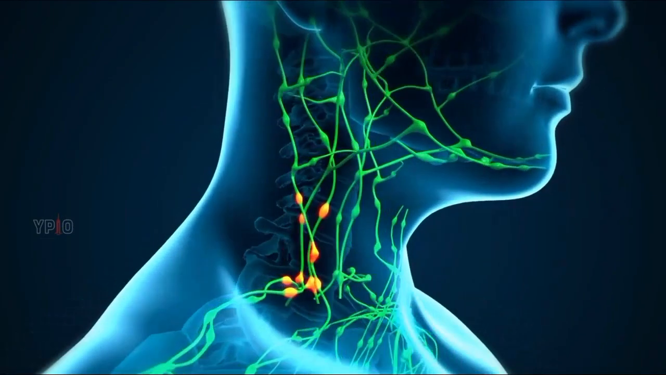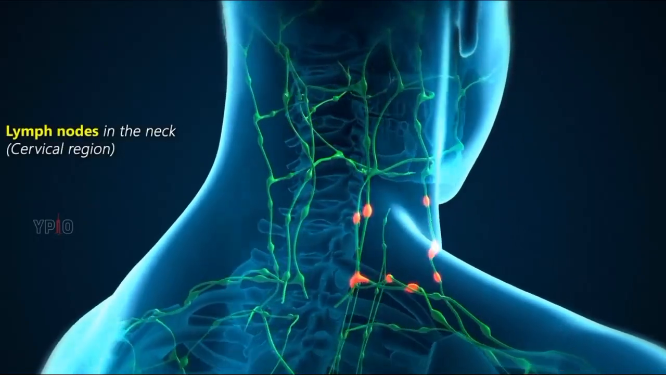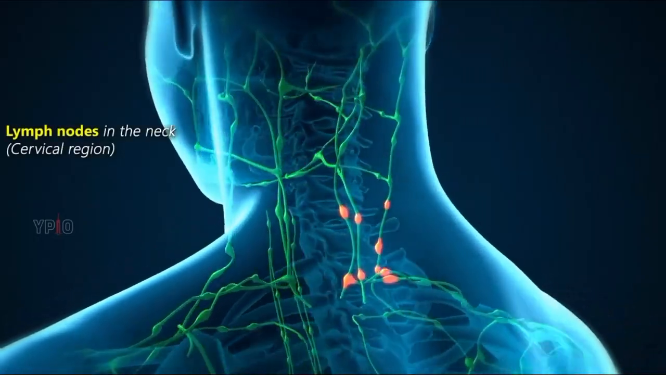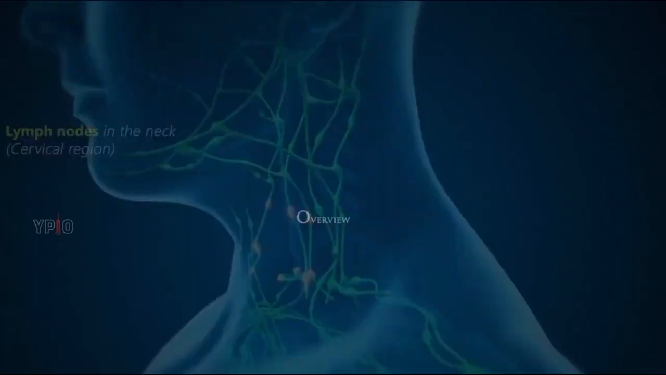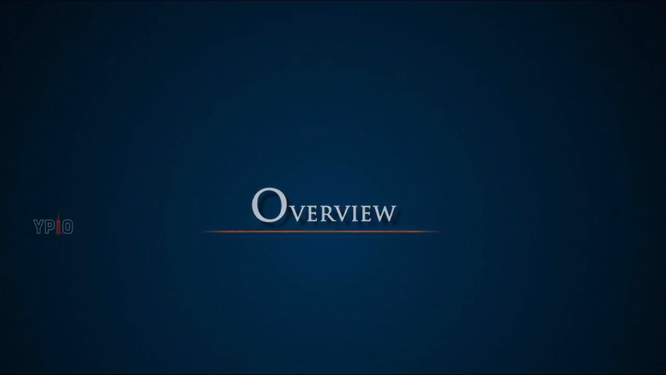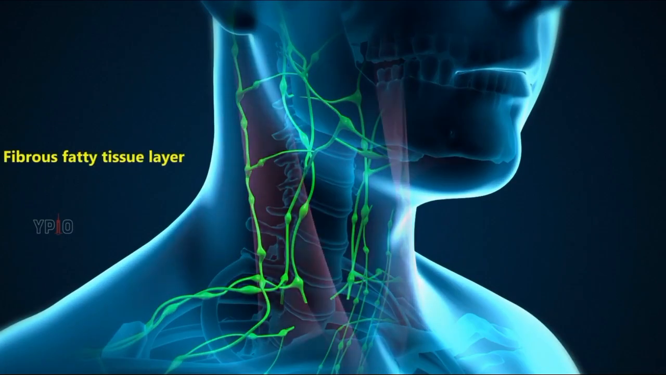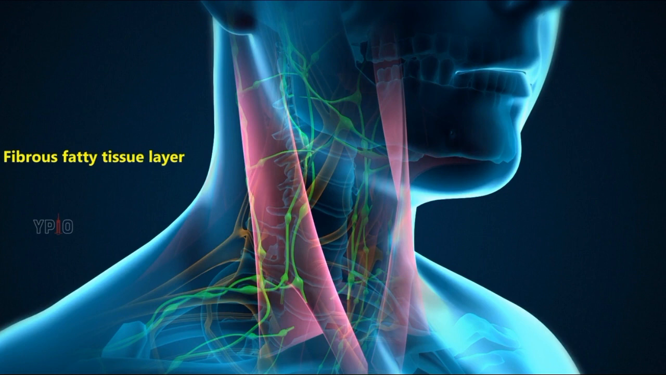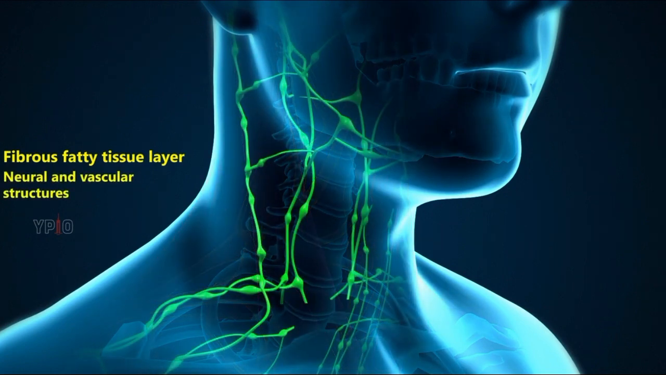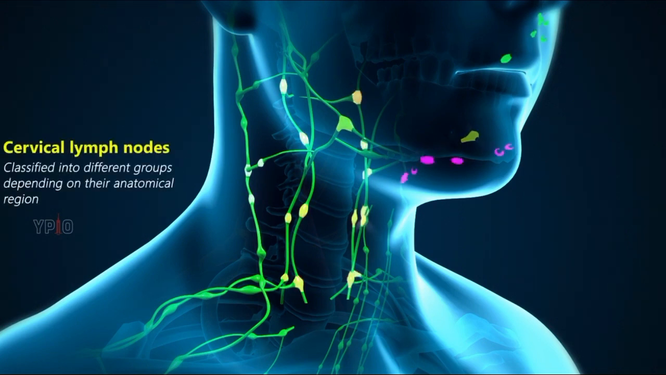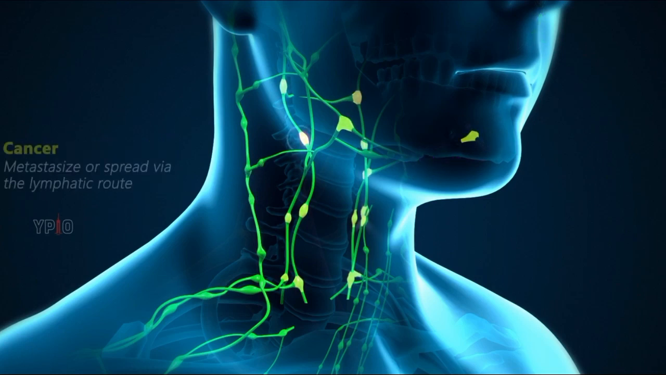Cervical lymph node dissection is performed to remove cancerous lymph nodes in the neck, cervical region. Overview. The cervical lymph nodes are located in the fibrous, fatty tissue layer that surrounds the neck. They are grouped around certain neural and vascular structures. Cervical lymph nodes are classified into different groups depending on their anatomical region.